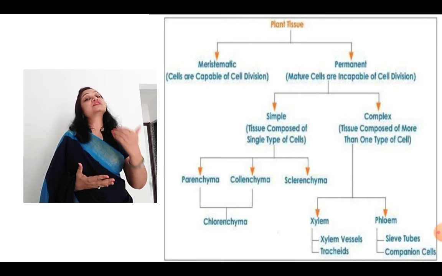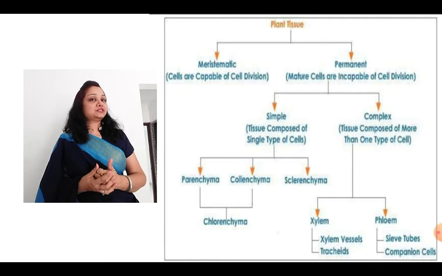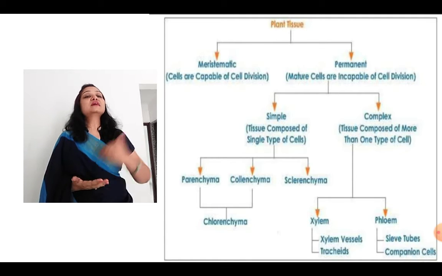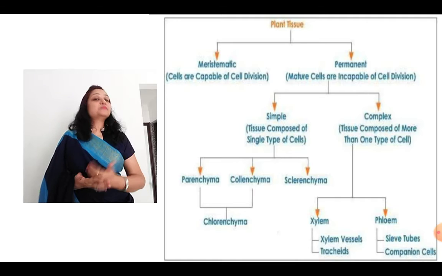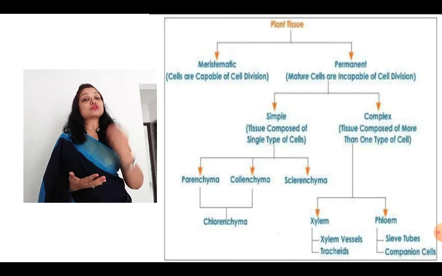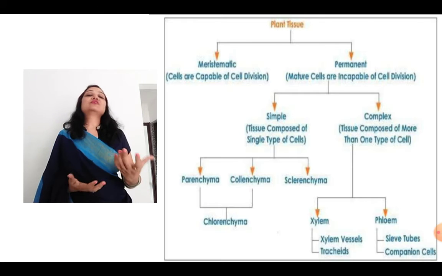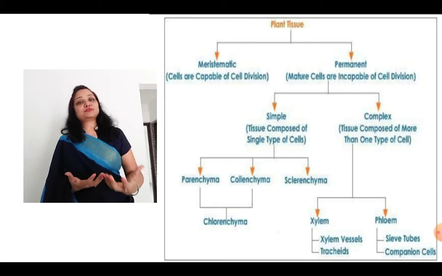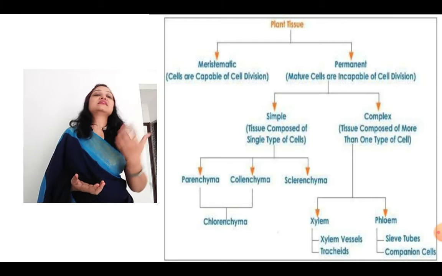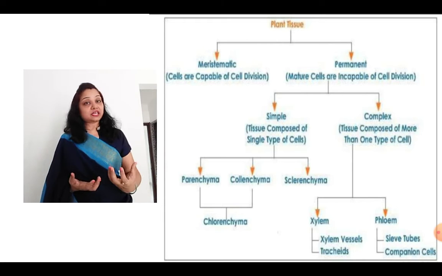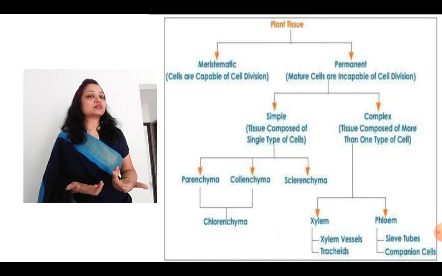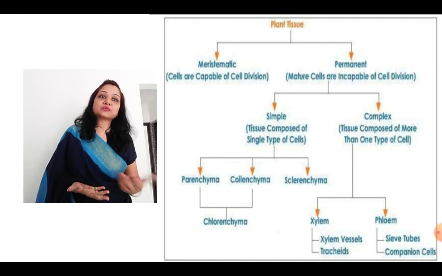Now coming on to the further subcategories of permanent tissues, they are the simple one and the complex one. Simple tissues are those which are composed of a single type of cell. That's why they are simple, they are easy to study, because they have a single type of cells. And the complex ones have more than one type of cell, like us, the multicellular organisms, right? So that's why we are complex ones.